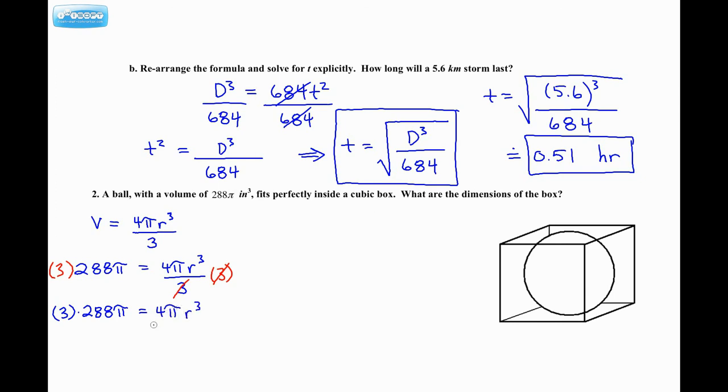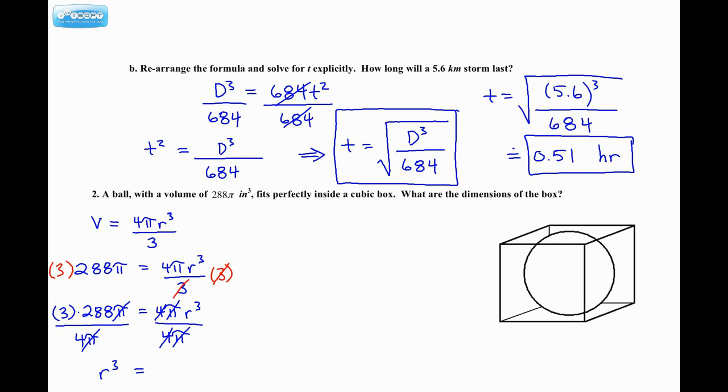pi r cubed. Now I'm going to get rid of this 4 times pi by dividing both sides by 4 pi. Okay. And of course, this all cancels here. But also, the pi's cancel out here. Okay. And that's because the volume was actually given to me with pi in it. So the radius cubed is 3 times 288 divided by 4.